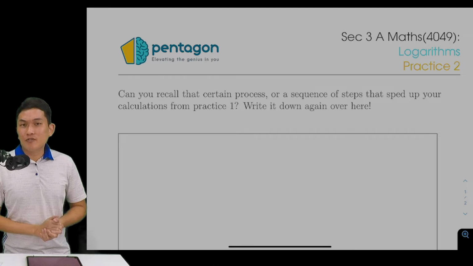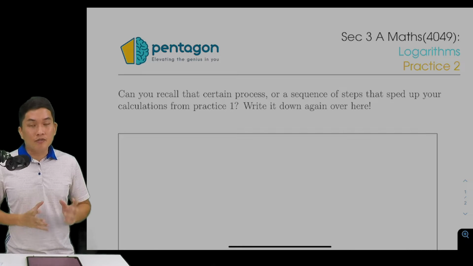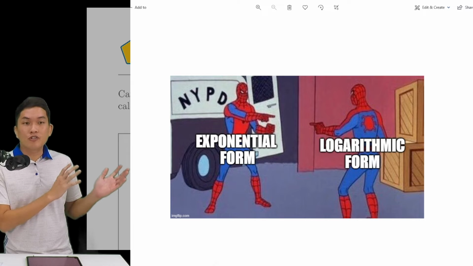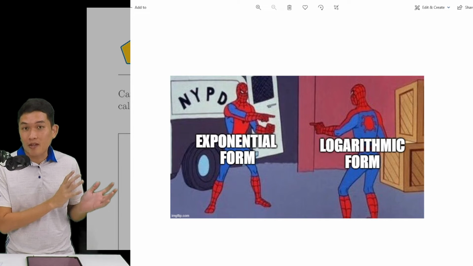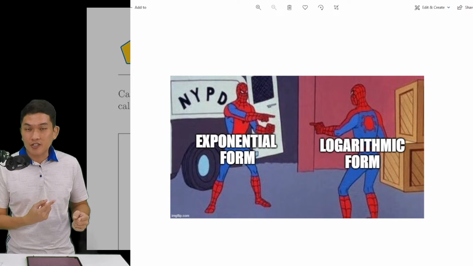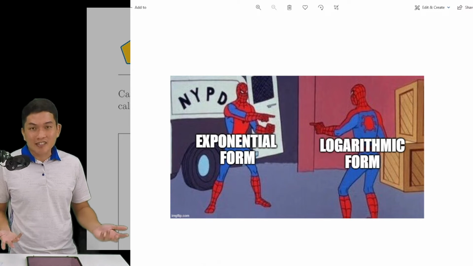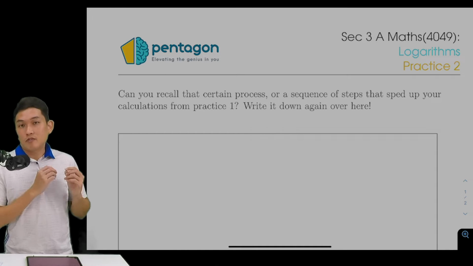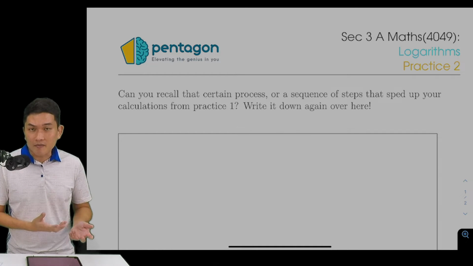Now, after practice 1, you should start to see that we have the logarithmic form and the exponential form, and you should be able to see these two things as one and the same. So we have a meme over here, the two Spider-Mans pointing at each other, they're actually the same, right? So why is it that we need to have two ways to write the same thing, you might ask?